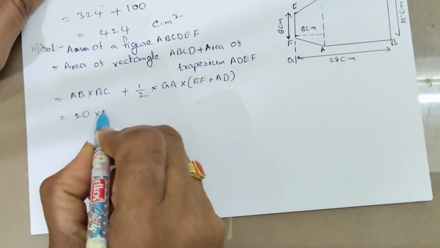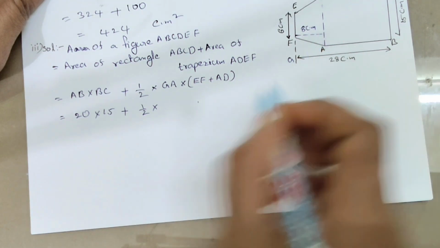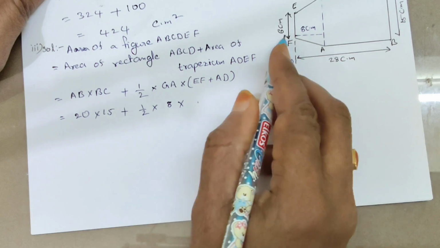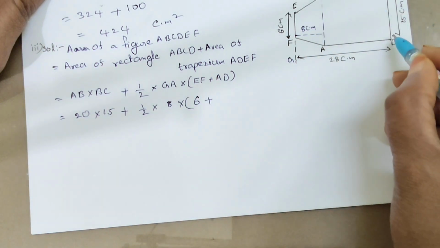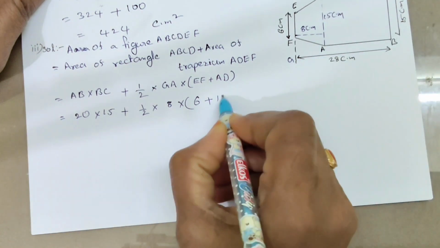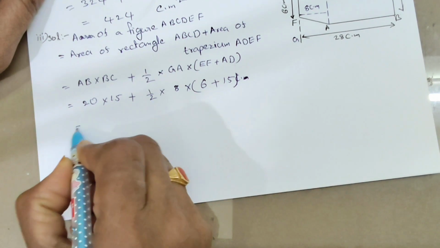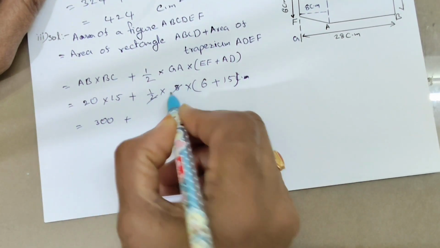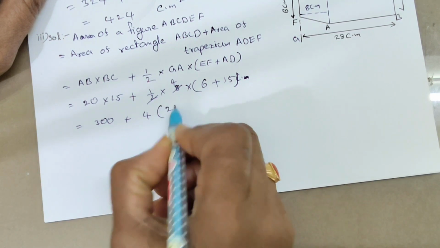BC equal to 15 centimeters, already given, plus 1/2 into GA. GA is equal to 8 centimeters into EF. EF equal to 6, here 6 plus AD. Here BC is 15, so here also 15 centimeters. So now here, 20 into 15 is 300, plus 2 ones are 2, 4 twos are 8, 4 into 6 plus 15, 21.